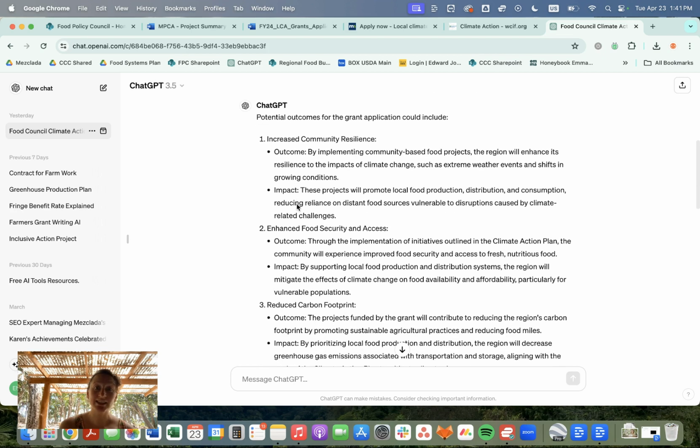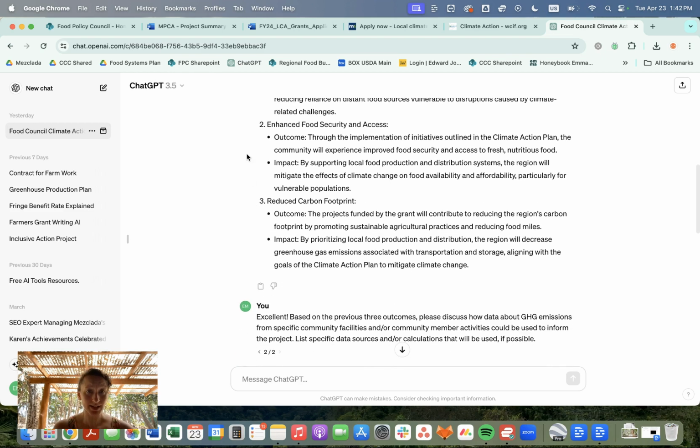And get this, this is what it spit out. And I was blown away, right? I never know what to expect with this, but I was really impressed. First one, increase community resilience. It gives me both outcome and impact. By implementing community-based food projects, the region will enhance its resilience to the impacts of climate change, such as extreme weather events and shifts in growing conditions. Absolutely. Impact. These projects will promote local food production, distribution, and consumption, reducing reliance on distant food sources vulnerable to disruptions caused by climate-related challenges.